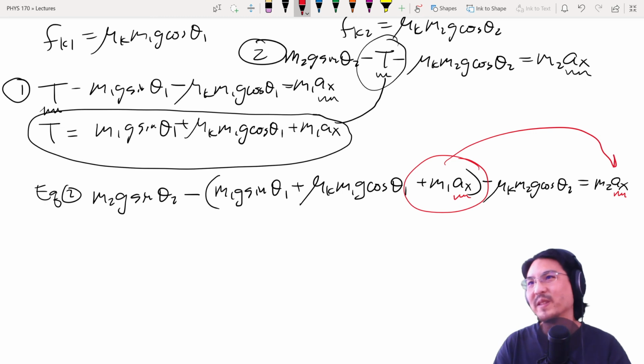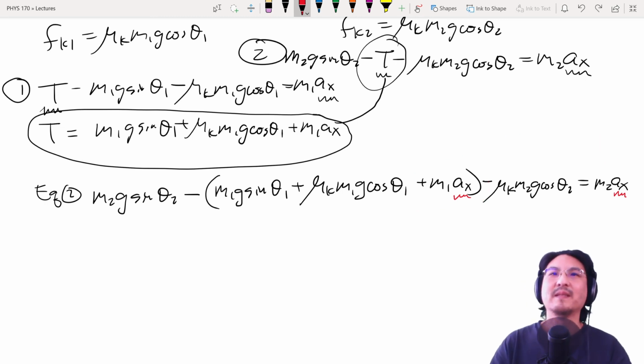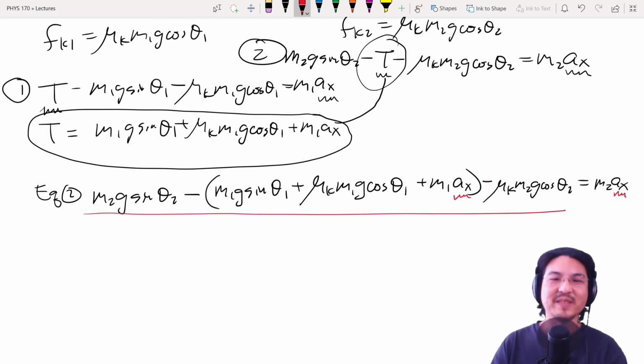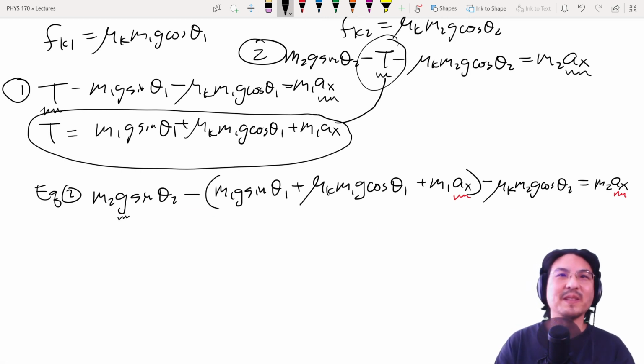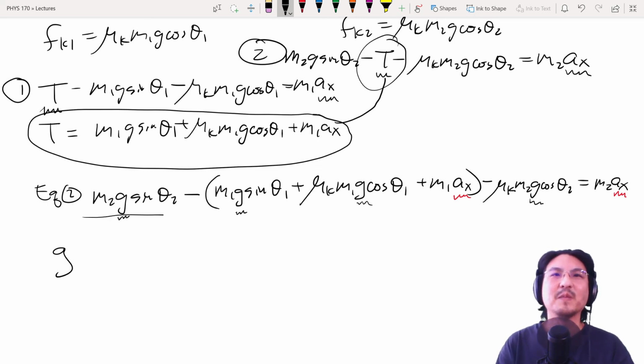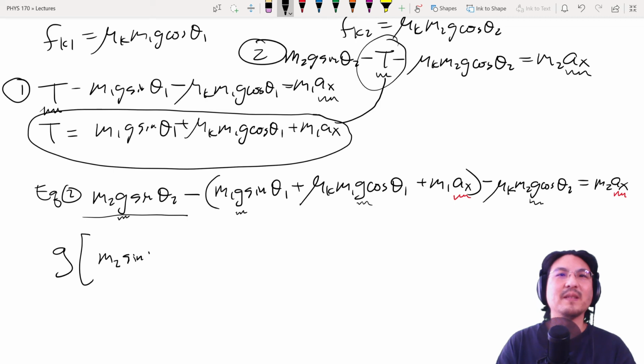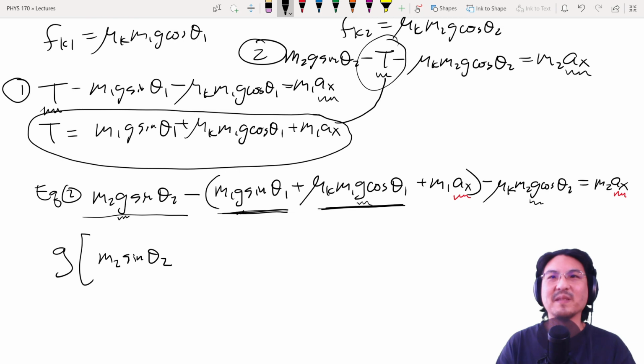So I'll take this and move it on the side. And then all the rest of it just stays. I'm sure we can factor a few things, right? Like g, look, g is everywhere. Okay, so I can factor out g. And then I have m2. So I'm going to write this right now. m2 sine theta 2, and then this one is m1, and this one is m1, so it looks like I can factor out m1.